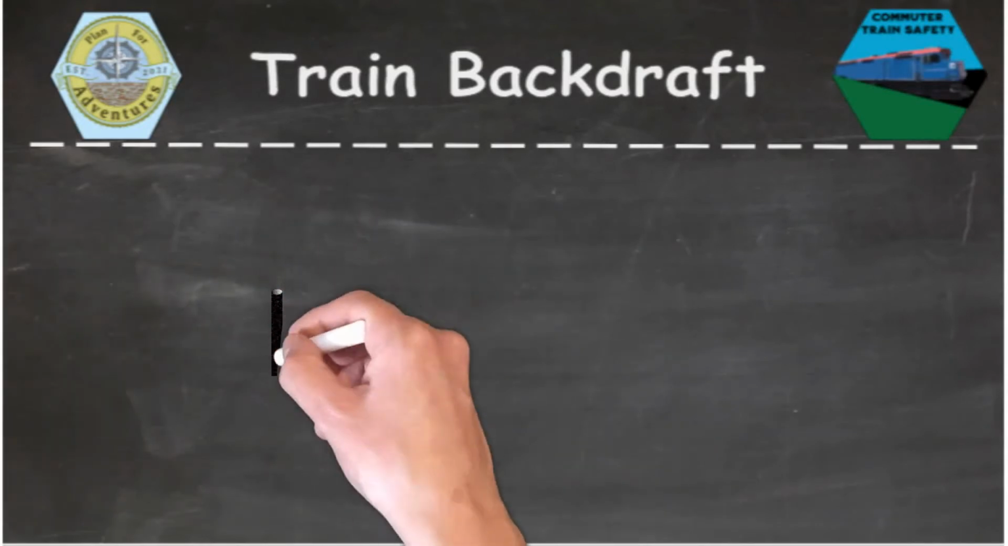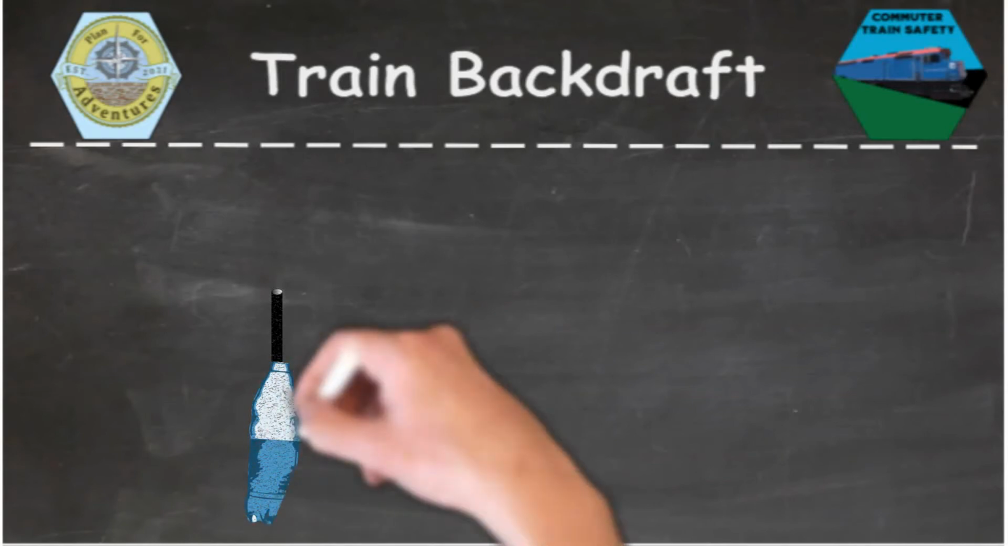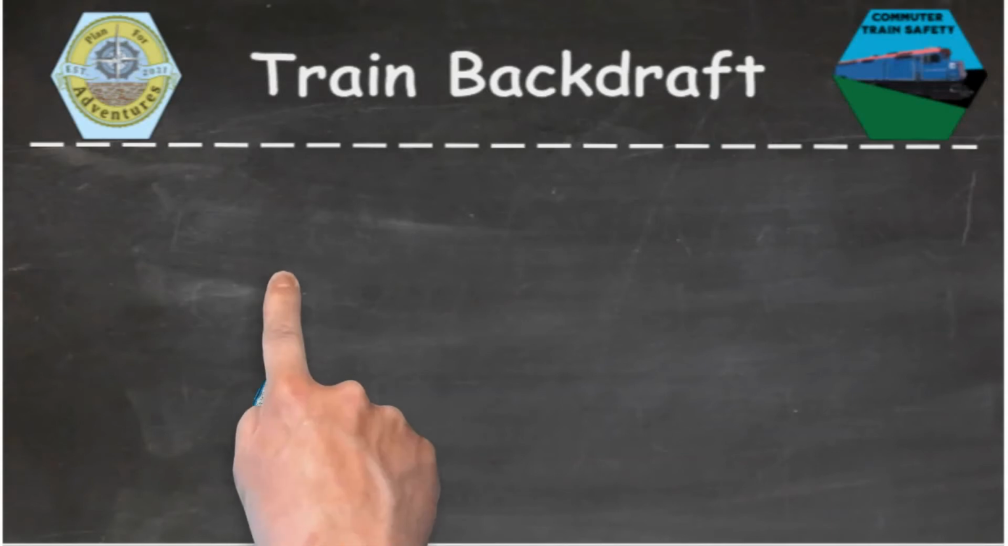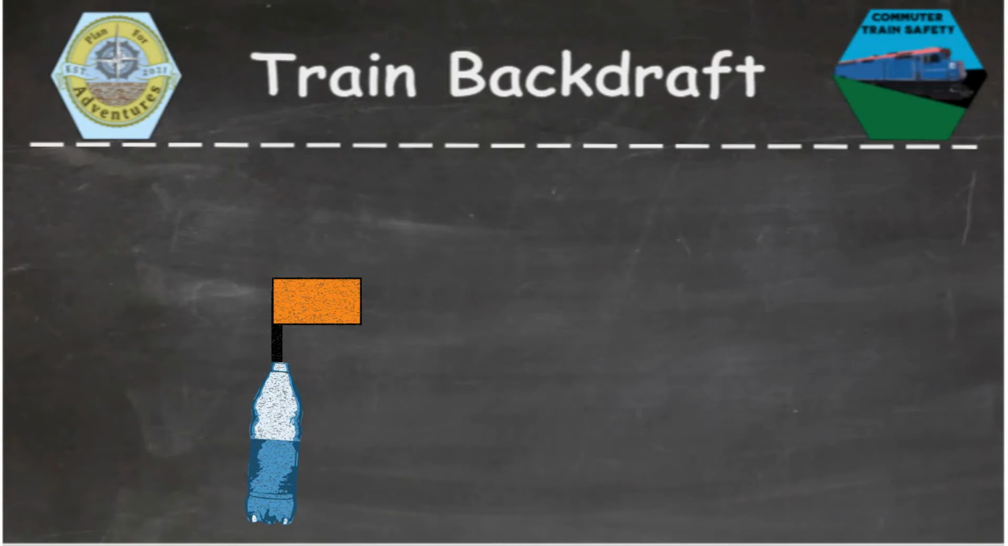To test the train backdraft experience, we are going to need a straw, and you can cut that straw to be a little bit larger than a water bottle. Go ahead and fill up your water bottle with some water so that it has some weight. And then on top of that straw, go ahead and cut a flag out of paper and use some tape to attach it to your straw. Now your flag should be able to rotate around in your water bottle. The flag will show you the direction that wind is moving.